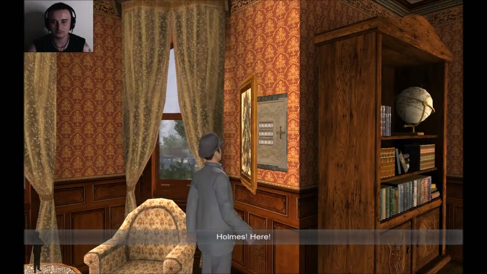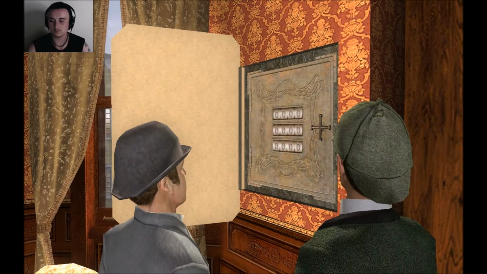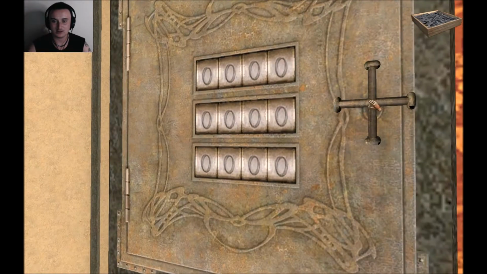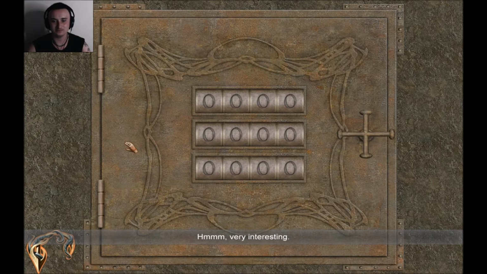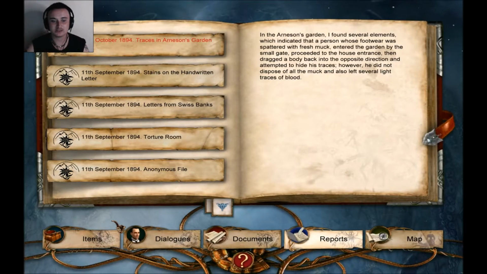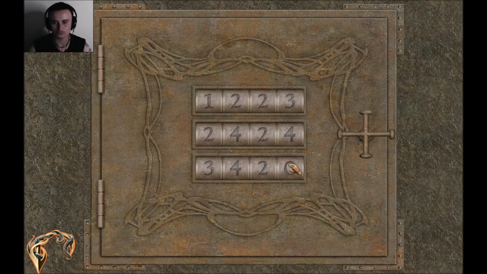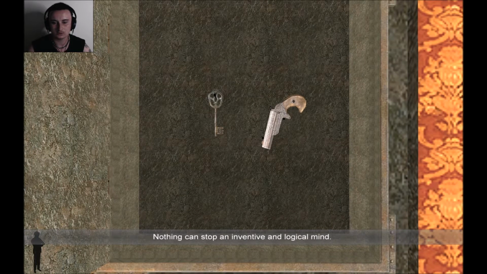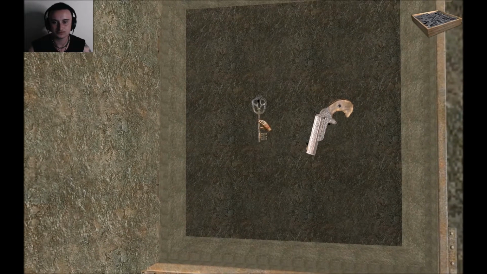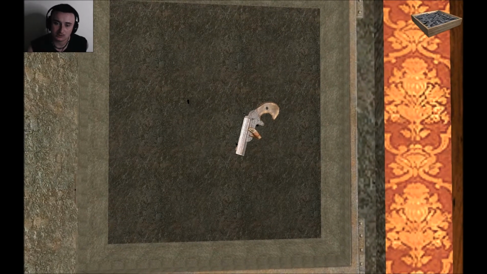Interesting. Holmes! Here! So this is a... Excuse me, Watson. Back up. This is a puzzle. Very interesting. It has to do with the clock puzzle. There we go. Nothing can stop an inventive and logical mind. So we got a key. I believe it's for the door upstairs, and there's a pistol here.